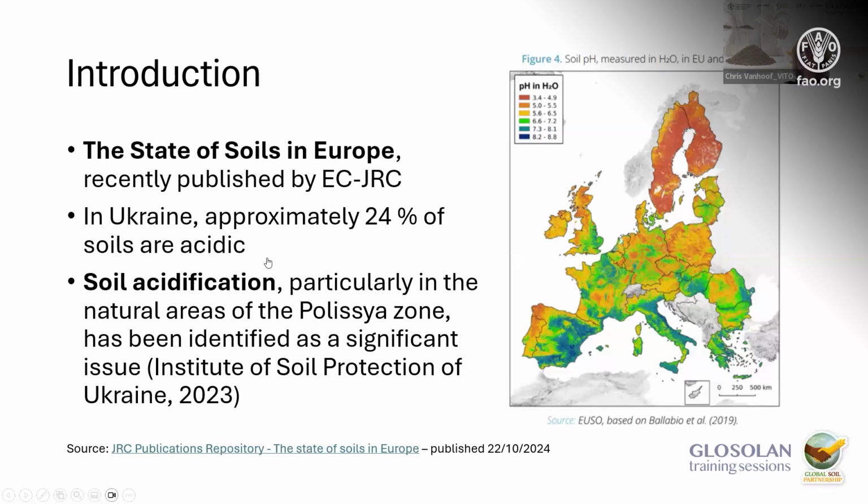They describe also that the soil acidification was particularly present in the northern areas of the Polisia zone. I think you know better than me where this zone is located. And there they have identified significant issues. So it's important also in Ukraine to monitor the pH in soil.